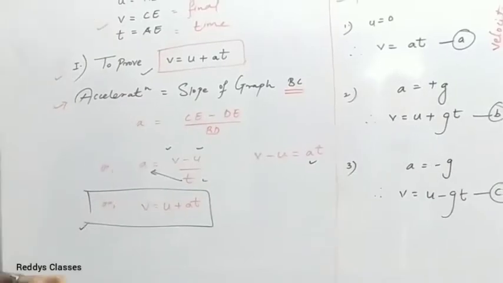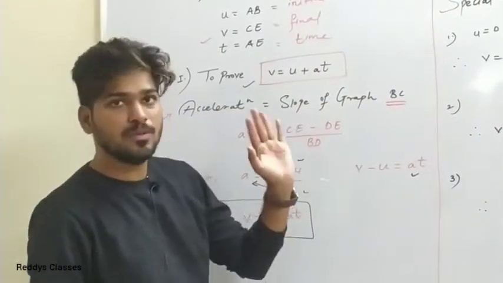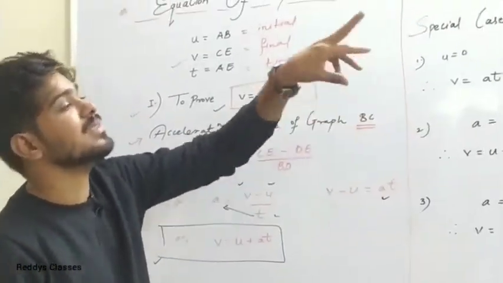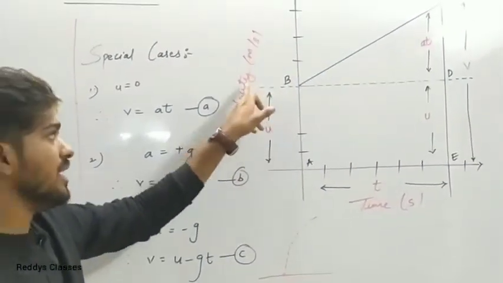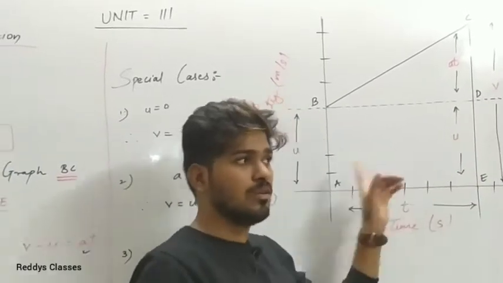You just have to find what? Acceleration is equal to the slope of the graph. You have to find the graph. You can see the graph. BC is the actual graph starting from this position. Therefore this is our origin, and we took this BD line as the time axis and solved this thoroughly.